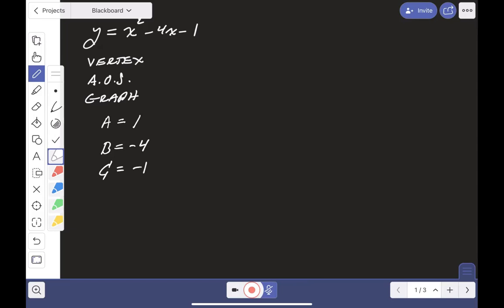Okay. Now, what's the axis of symmetry? I'll write this over here for you. The AOS is -B. Well, -(-4) is 4, right? Over twice the A. What's twice A? 2. What's 4 divided by 2? 2. So now I know the axis of symmetry. It's X equals 2.